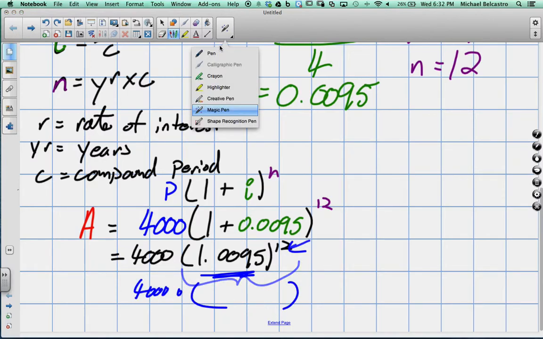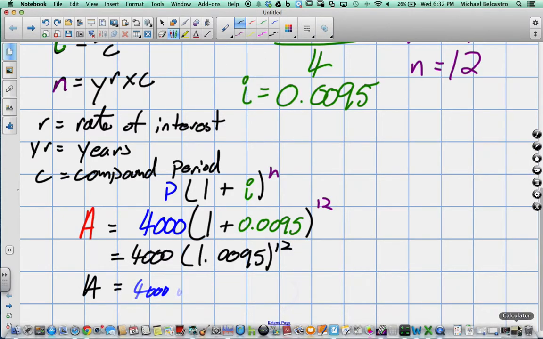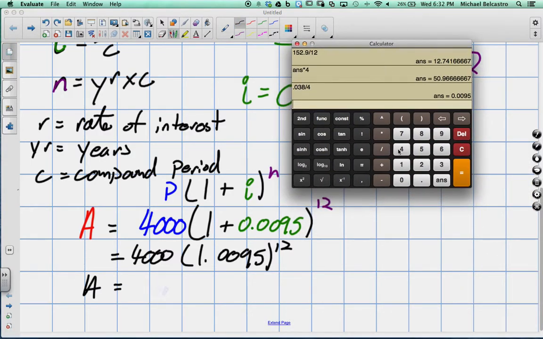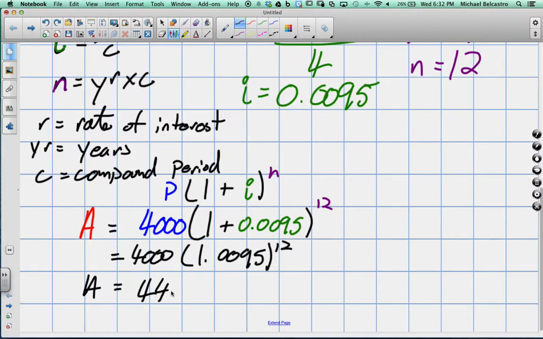Okay, so we'll do this all in one step. Luckily we have calculators. On my calculator, I can probably write it out in that order. I can write out 4,000 times, my multiplication symbol, bracket 1.0095, bracket, and this means to the power of, for me, to the power of 12. Because my calculator should obey BEDMAS, it should do this in the correct order. So here we go, 4,480 and 59, let's say 60 cents. So 4,480 and 60 cents.